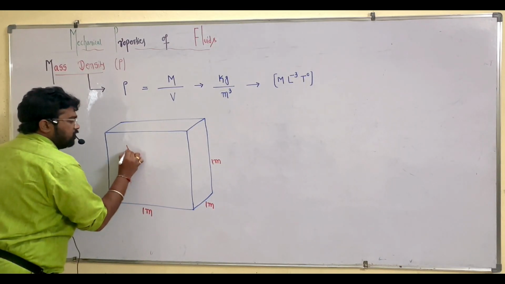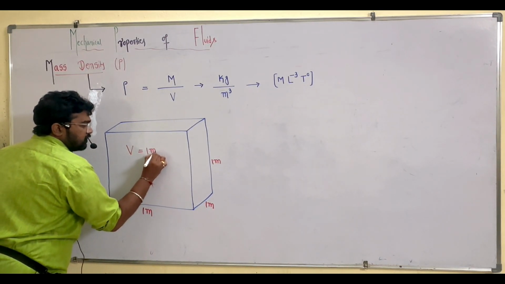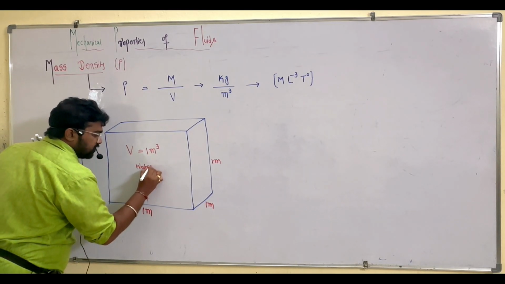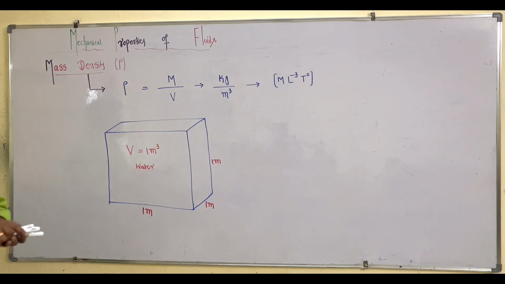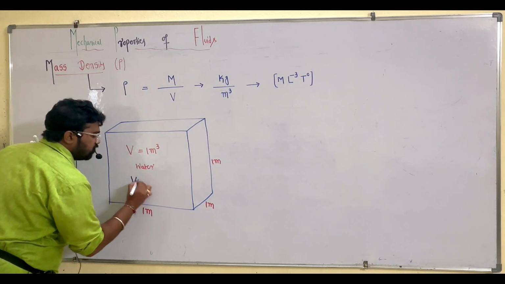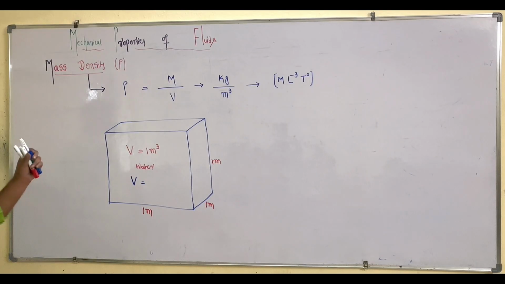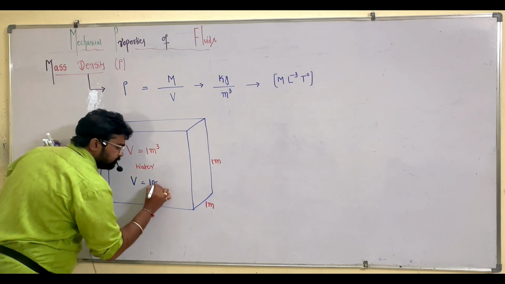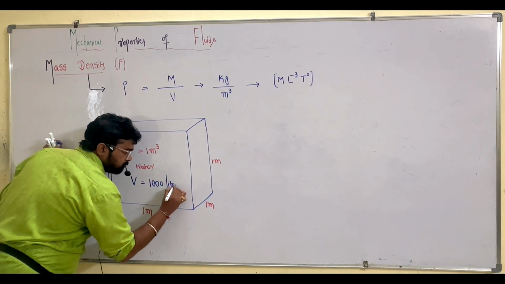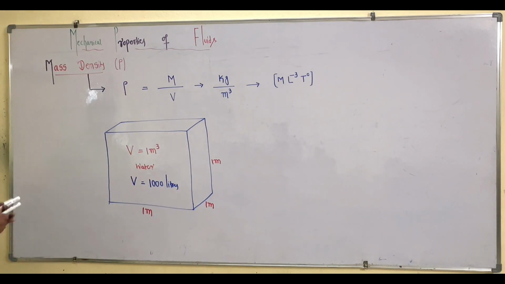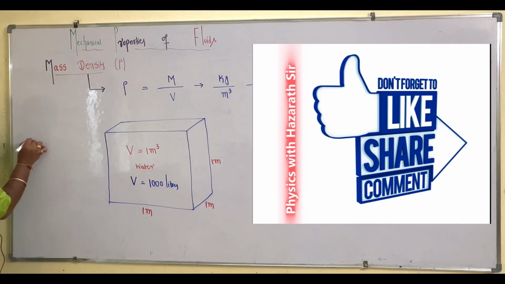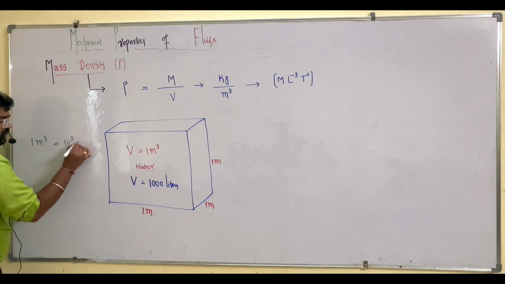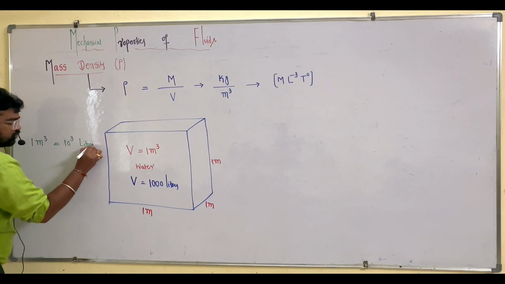So what is the volume of the cube? 1 meter, 1 meter. If you pour water here, how many liters of water can you pour in? 1 meter cube volume, 1000 liters you can pour. That means 1 meter cube volume equal to how much? 10 cube liters.